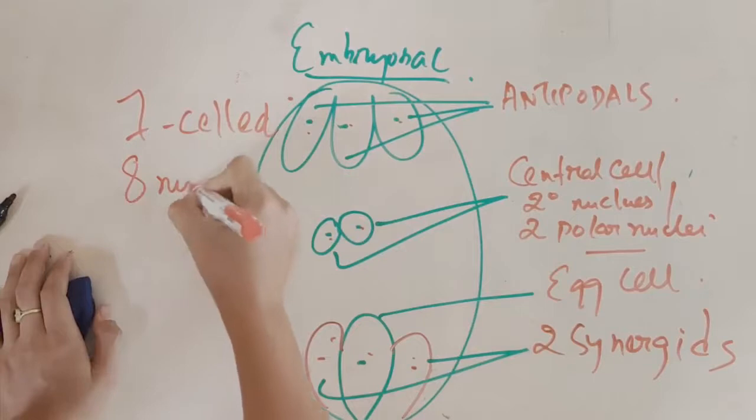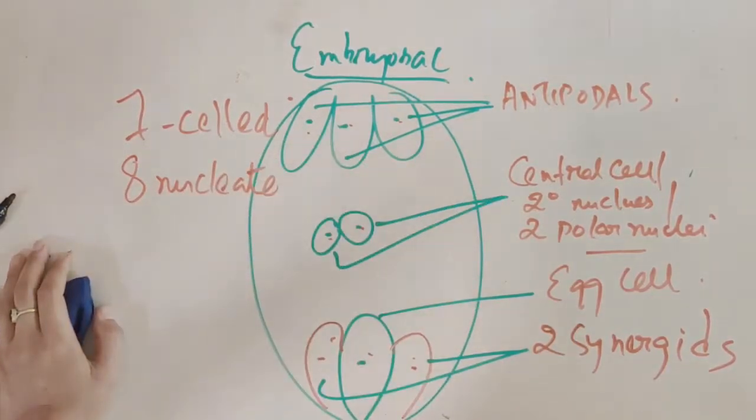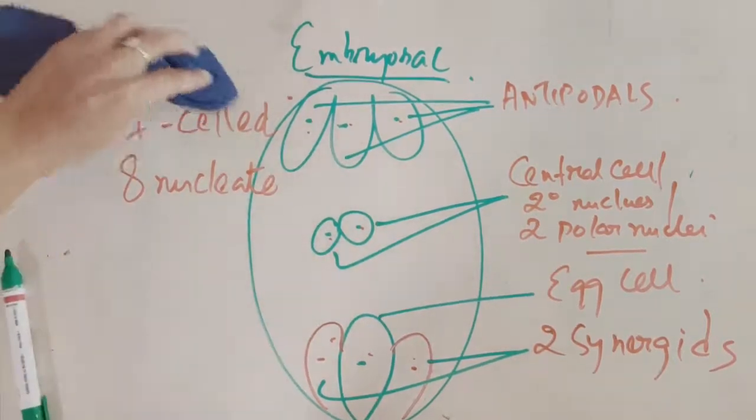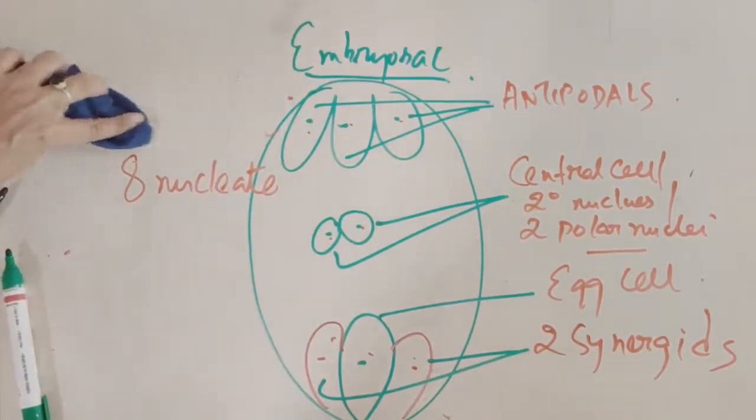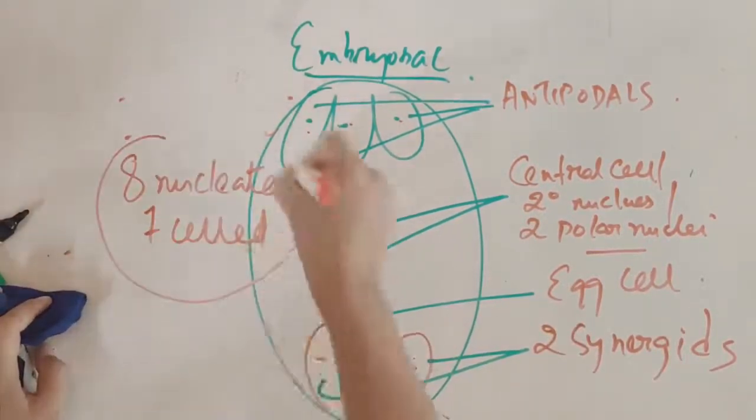We call it 8 nucleate 7 celled. So a typical angiosperm embryonic at maturity is 8 nucleate 7 celled. 8 nucleate 7 celled, so this is important.